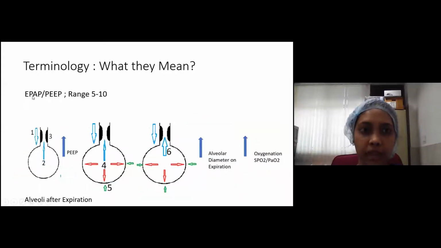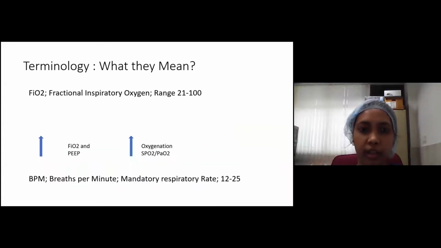EPAP or PEEP is the expiratory positive airway pressure. It enables you to keep the alveoli of the patient open after expiration and helps in increasing the oxygenation or SpO2 values of the patient. The next two things that we need to set in a BiPAP machine or ventilator are the FiO2, the amount of oxygen ranging from 21 to 100, and the mandatory rate. That is, if the patient fails to ventilate himself above the rate we have set, the machine will take over and start ventilating the patient.